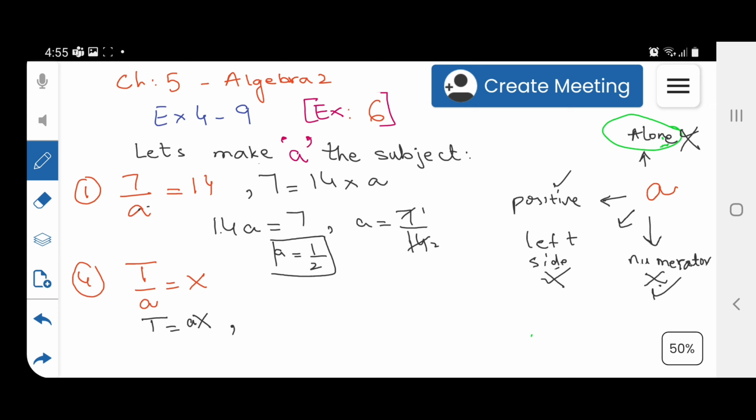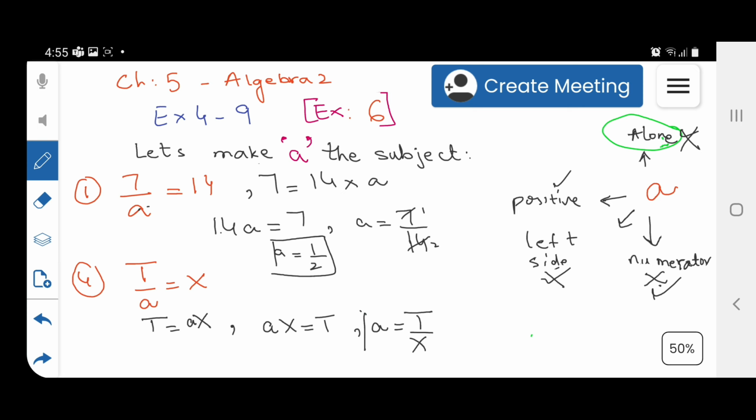Like you can first make it all alone, then you can switch sides, or you can switch the sides earlier. It's totally up to you. So you can say ax equals t. Now we want to make a all alone, so shift this. x and a are multiplying, so x will go in division. So you can say a equals t by x.